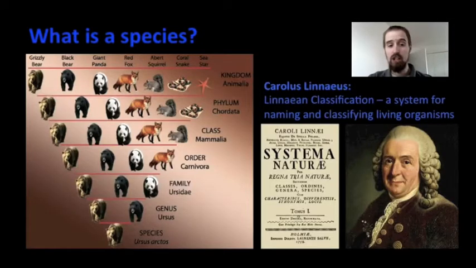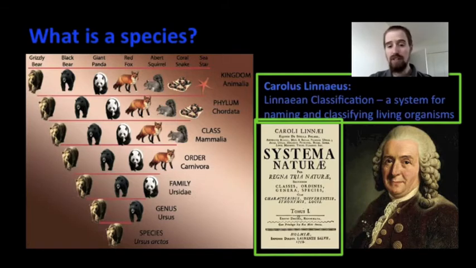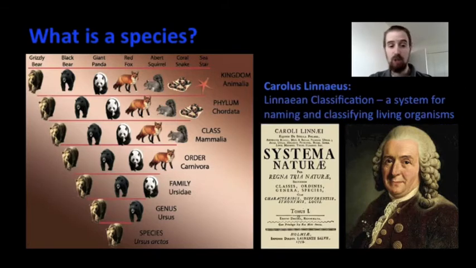A species, in a general sense, is a specific kind of organism. A rose is a specific kind of flower, a lion is a specific kind of cat, and a grizzly bear is a specific kind of bear. This idea has been around for a long time. In 1735, Swedish botanist Carolus Linnaeus wrote a book called Systema Naturae, which was an attempt to classify all the different kinds of plants and animals. This book established a system for naming and classifying living organisms into categories.